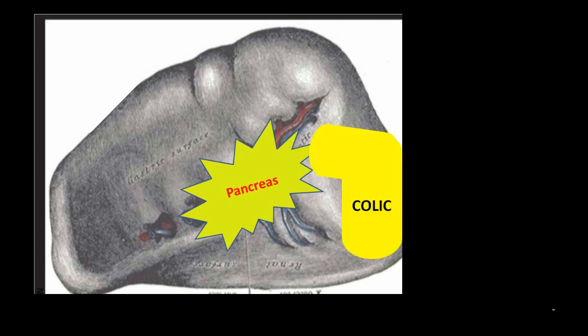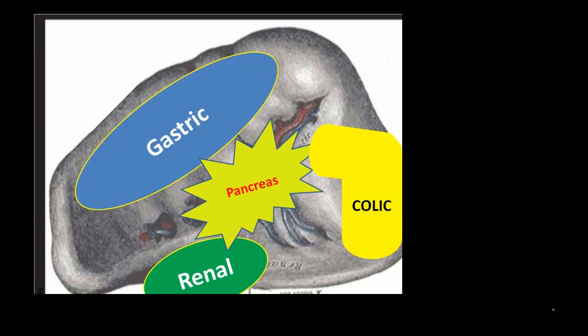Colic impression is produced by splenic flexure of colon. Renal impression is produced by upper pole of the left kidney, and gastric impression is produced by fundus of stomach on the visceral surface of spleen.